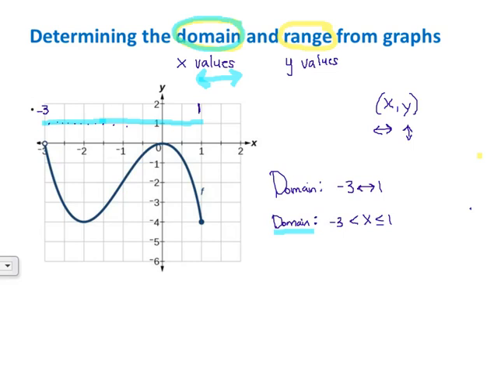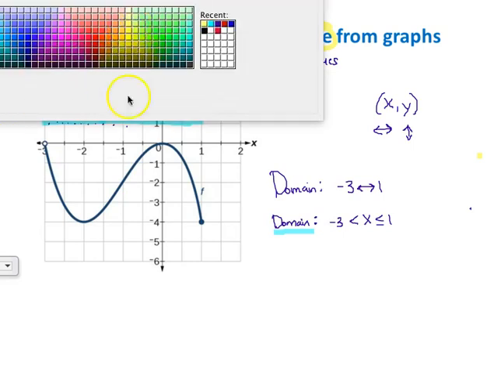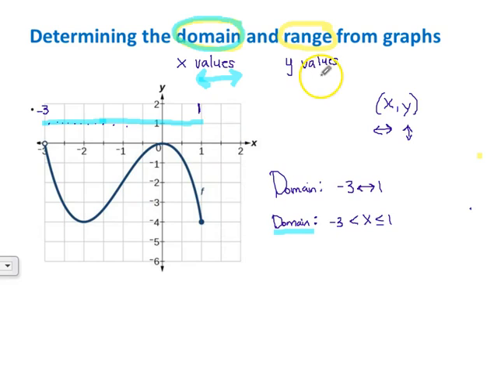Now let's talk about our range. We can keep that yellow here for our range. Our range is showing us the y values, all of our vertical up and down, right? So what are our possible values? Vertically, our y can be -4 all the way up to, we stop at 0. The highest the graph gets is 0. So for our range, our numbers can go anywhere from -4 to 0.